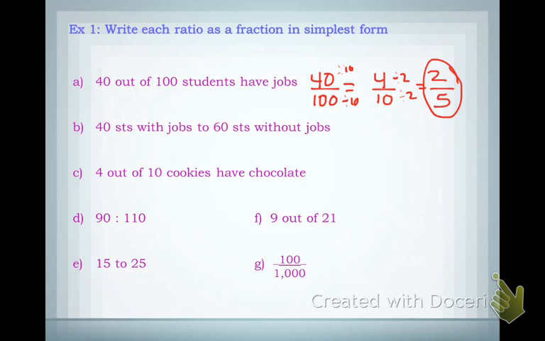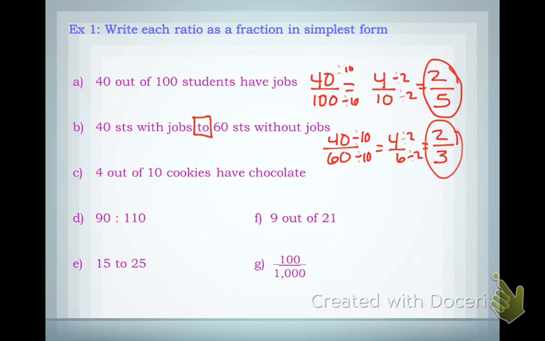B, it says 40 students with jobs to 60 students without jobs. This is also telling me that this is a proportion or a fraction or a ratio. So we have 40 students to 60 students who don't have jobs. Again, I can divide by 10 on both because I'm making this into simplest form. So it's 4 out of 6. But I also can still reduce. So it's going to be 2 over 3, which is 2/3.